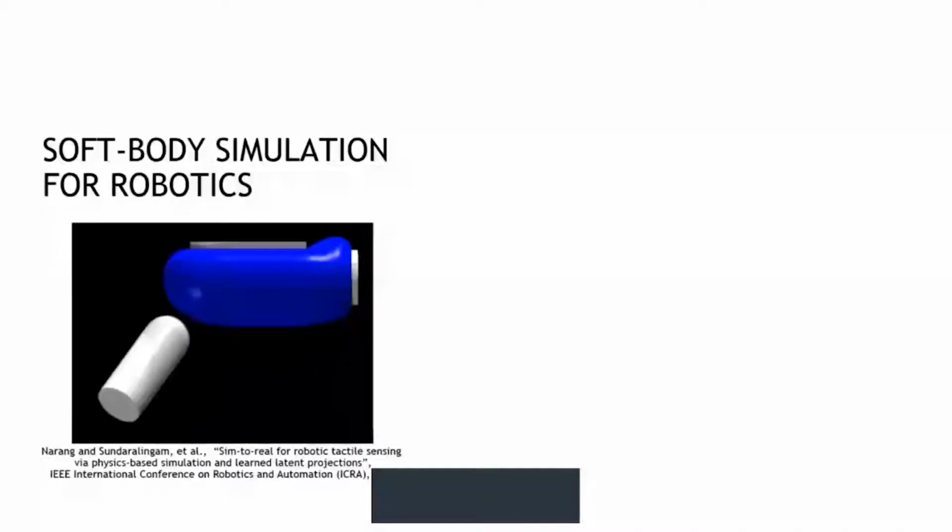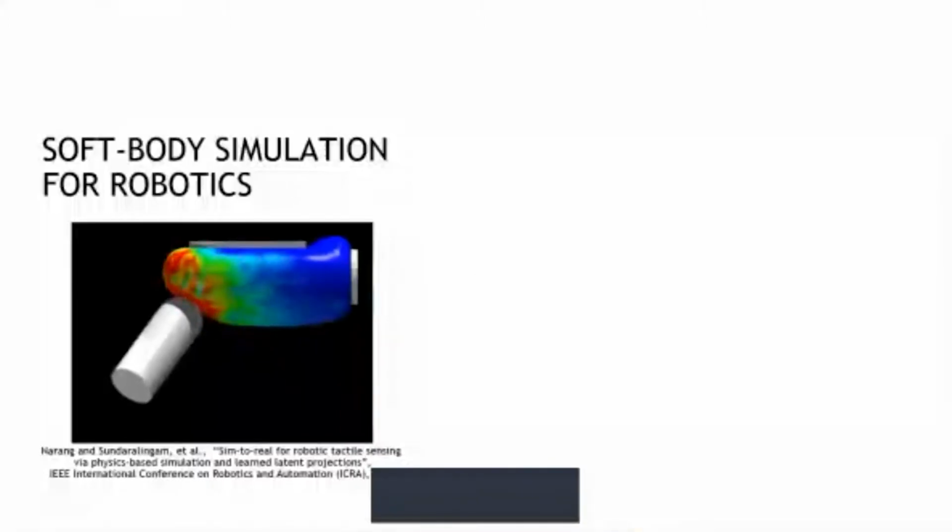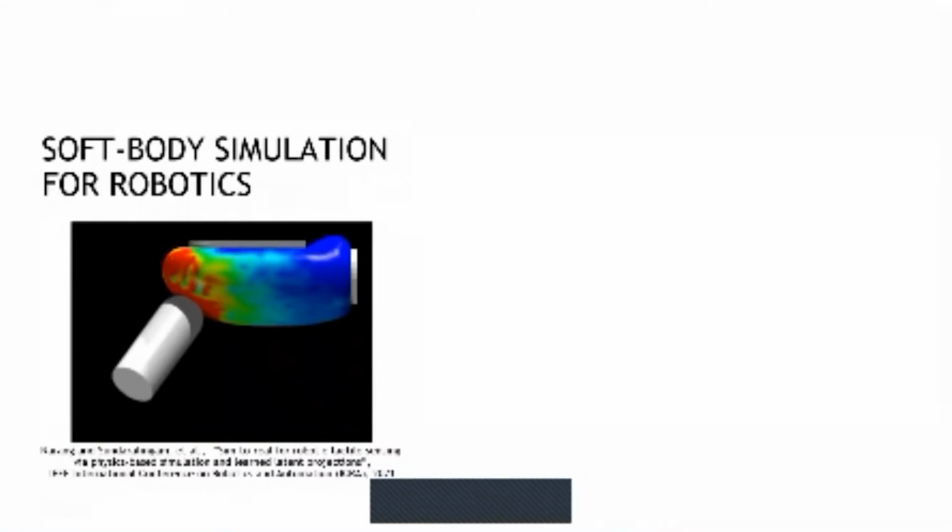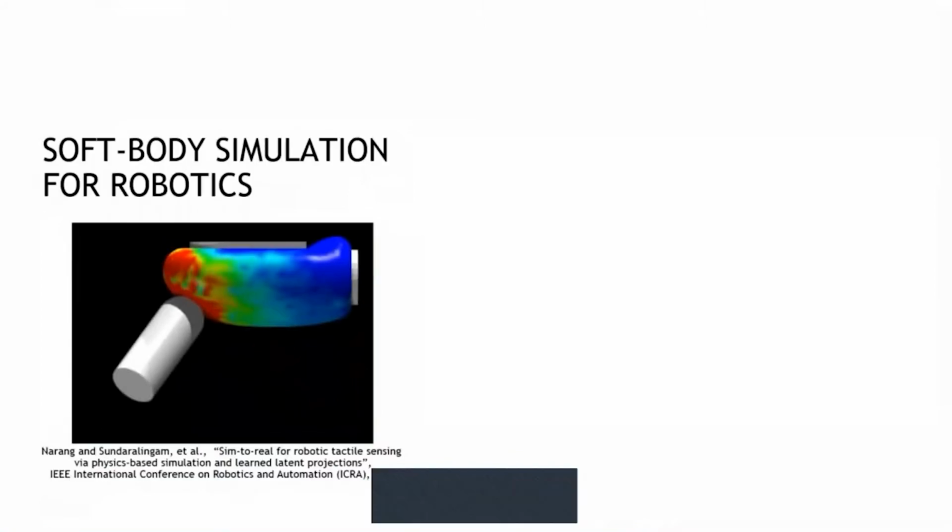As a first example of using Isaac Gym's soft body simulation for robotics, I'll show a quick demo of sample simulation code released as part of the following ICRA paper. This paper focuses on efficient simulation of the BioTac tactile sensor, as well as learning-based prediction of sensor output. The sample code can be found at the following URL.